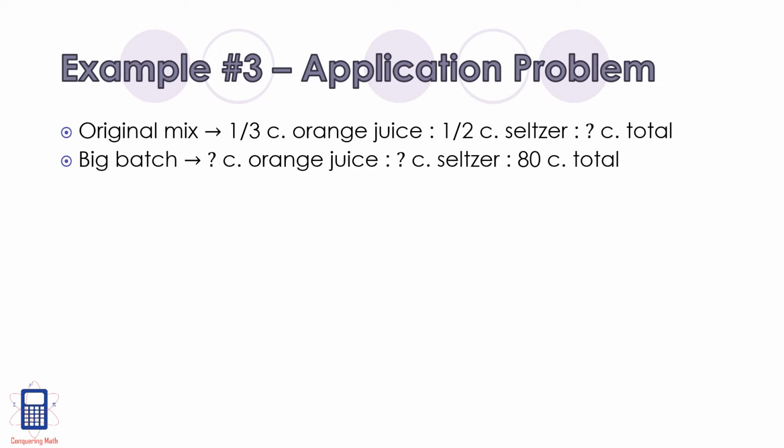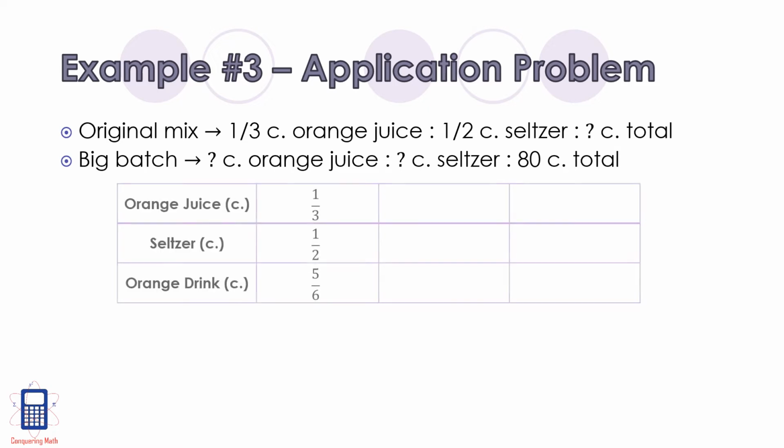So this time when we make our ratio table, we'll have 3 rows. We'll have the orange juice at 1/3 of a cup, the seltzer at 1/2 of a cup, and when you add those together, you get 5/6 of a cup of orange drink. What we need to do is strategize a little bit here. We need to get to 80 total cups. So if we get the orange drink to a whole number of cups, it'll be easier to get to 80.